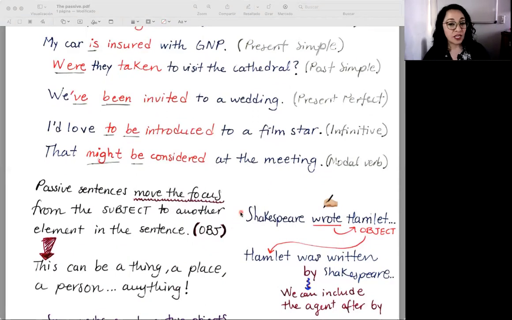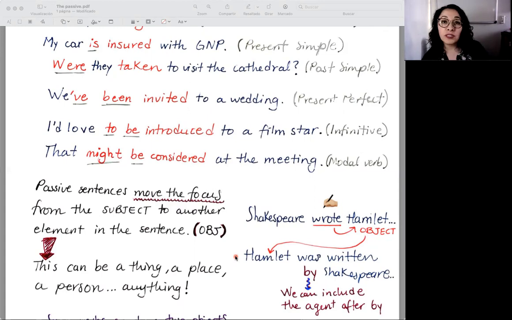For example, Shakespeare wrote Hamlet. Hamlet is the object of the verb wrote. What did Shakespeare write? The answer to these kinds of questions is the object of the sentence, Hamlet. The passive construction should be Hamlet, the focus, this element we want to focus on in the sentence, goes at the beginning of the sentence. So Hamlet was written by Shakespeare.